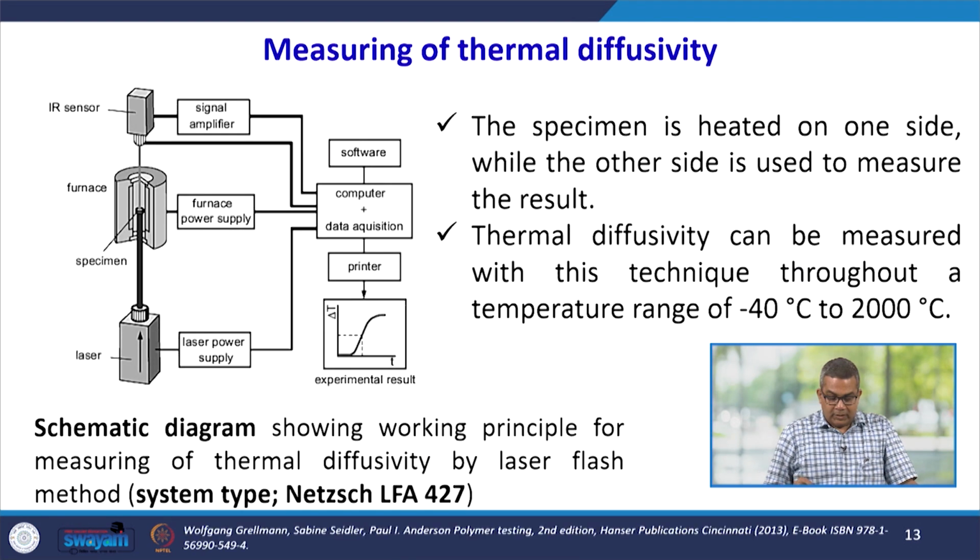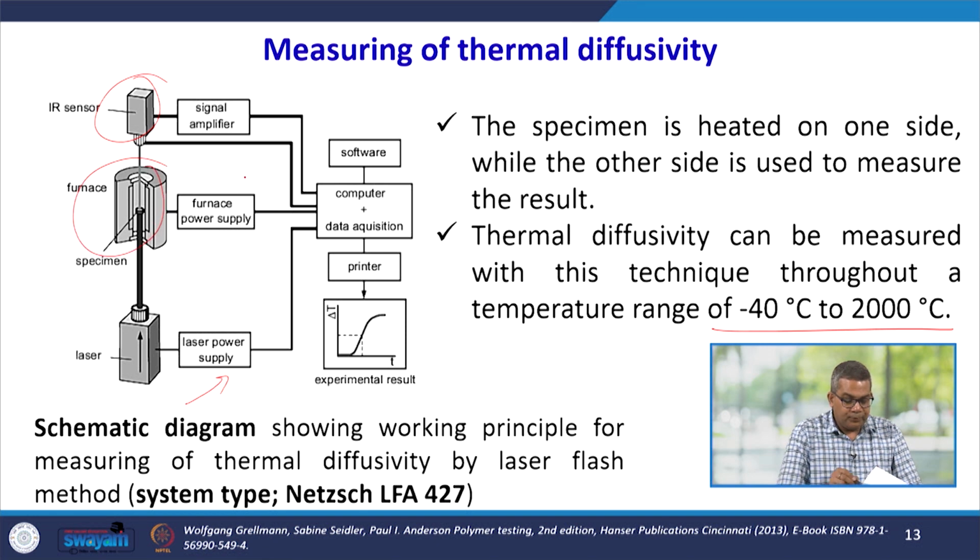Now, this is the basic protocol, or schematic diagram, showing the working principle of measuring thermal diffusivity by the laser flash method. Here the specimen is heated on one side while the other side is used to measure the result. The thermal diffusivity can be measured with this technique throughout a temperature range of minus 40 degrees Celsius to 2000 degrees Celsius. Here you can see that there is an IR sensor. This is the furnace for heating, and you can place the specimen over here.